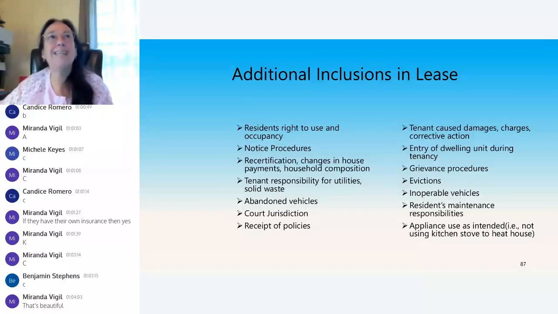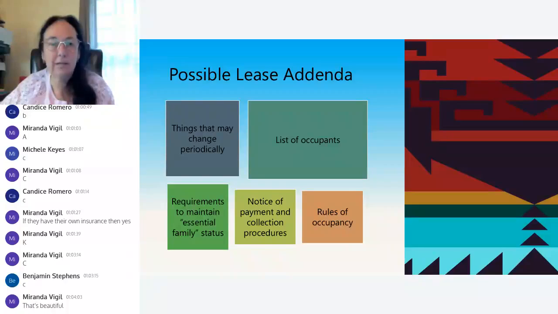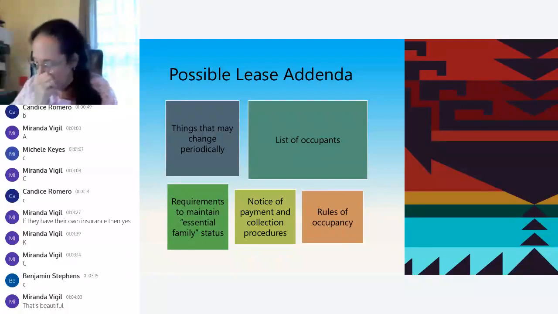Perhaps the hanging of blankets in windows instead of curtains. There's lots of things that could be in there. Possible lease addenda. I spoke to this when we were talking about running a criminal background. Sometimes when they would come in front of the tribal council, they would have an addendum prepared in order to allow them to move in.